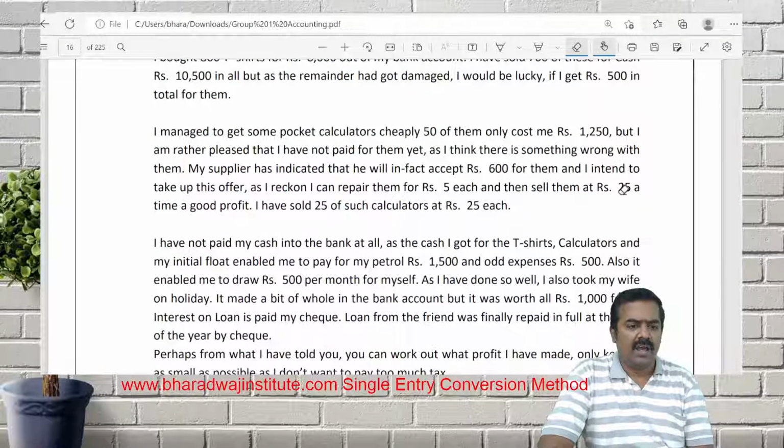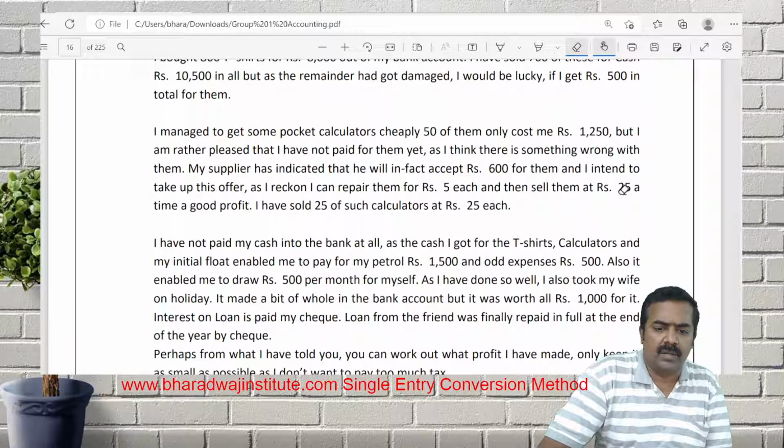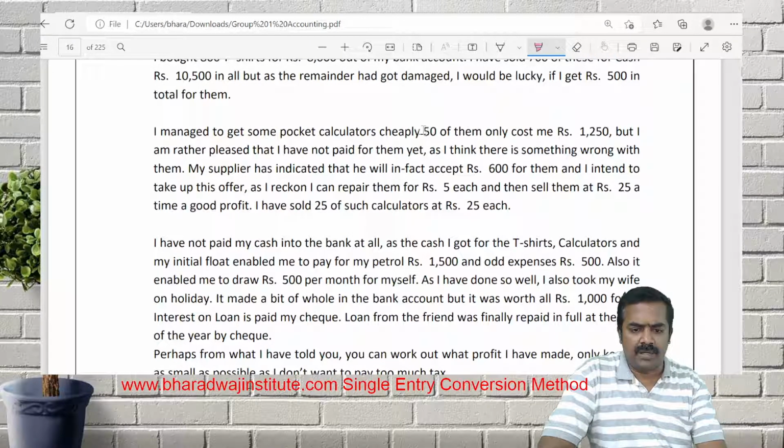We'll see. I managed to get some pocket calculators cheaply. 50 of them cost me only how much? 1,250. But I have not paid the money yet. I think something is wrong with them. My supplier has indicated that he will in fact accept how much? 600 for them. Now, what is the purchase price?